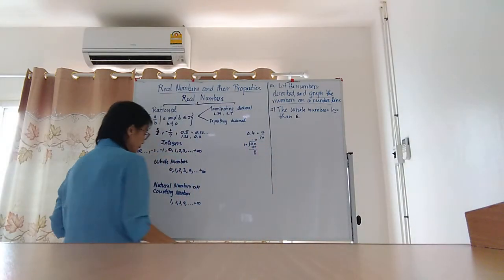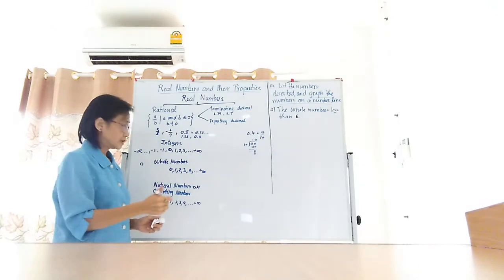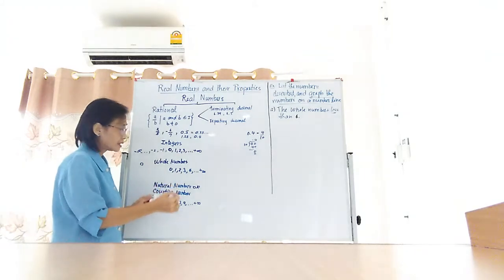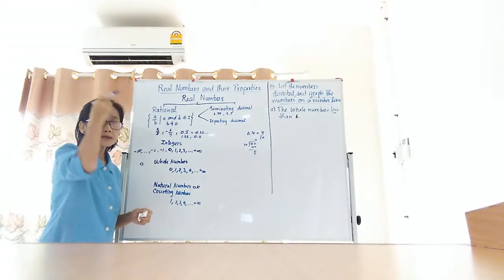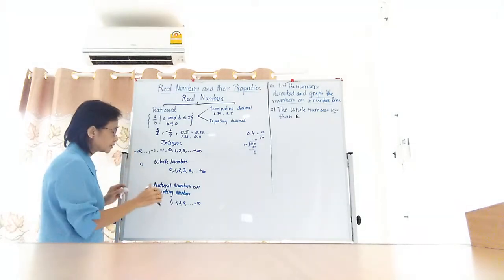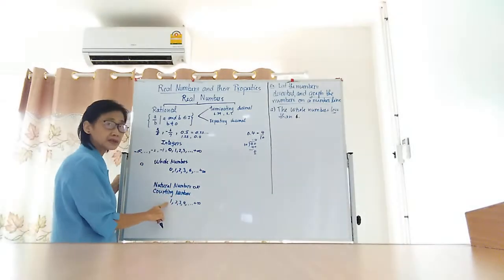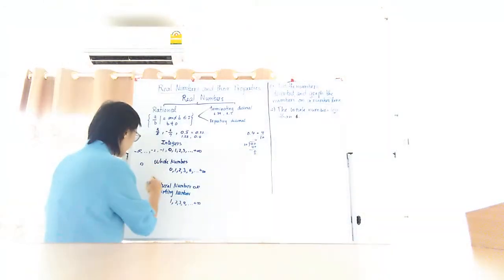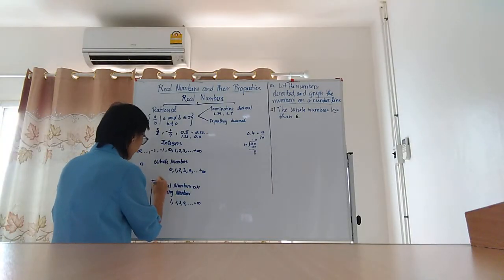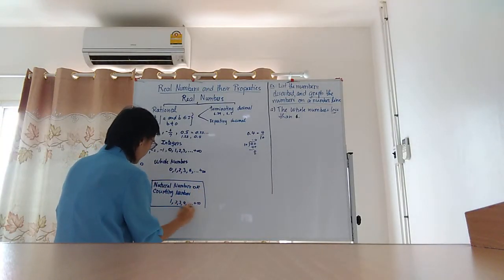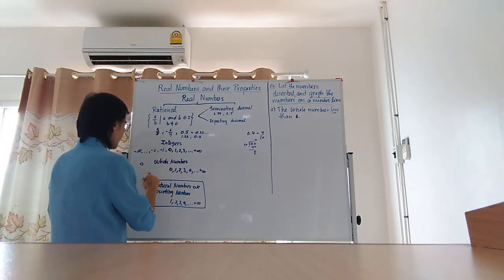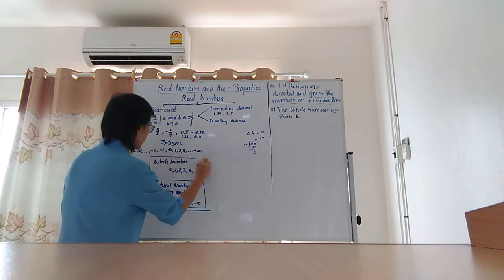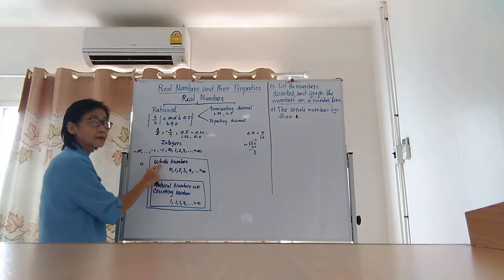Okay, so all kinds of numbers are on the board. I can write them down in a diagram. This can help us see it easily. For example, natural numbers or counting numbers are a subset of whole numbers. So I can write the diagram down here. Okay, this is a subset of whole numbers.